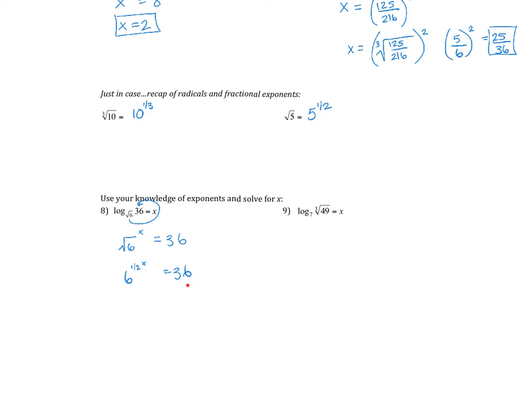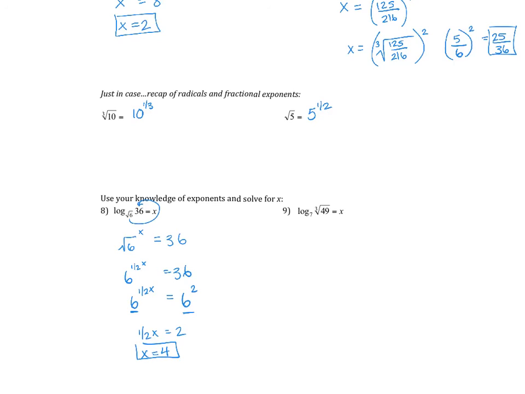Now again, I have 6 on one side, so I want to think about the right side of my equation and see if I can rewrite 36 with a base of 6, which we absolutely can. So 6 to the 1/2 power, all to the x, equals 6 squared, because 6 squared is equivalent to 36. Now that the bases are the same, we can set the exponents equal and solve for x. Dividing both sides by 1/2, you get x equals 4. Again, you can go back and check. You can take the square root of 6, raise it to the power of 4, and you will get 36.